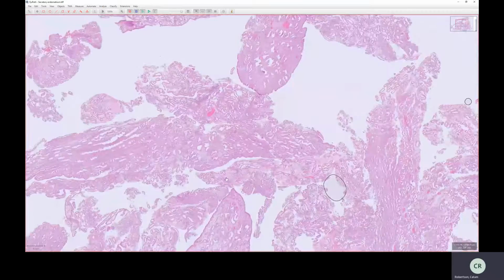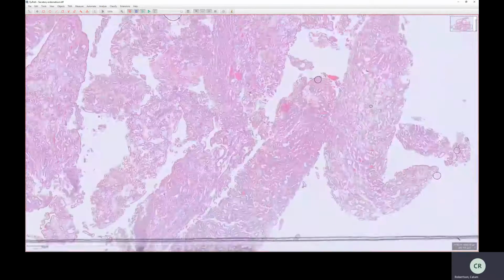But that's really all there is to say about secretory phase endometrium, to be honest. There it is, all looks the same.